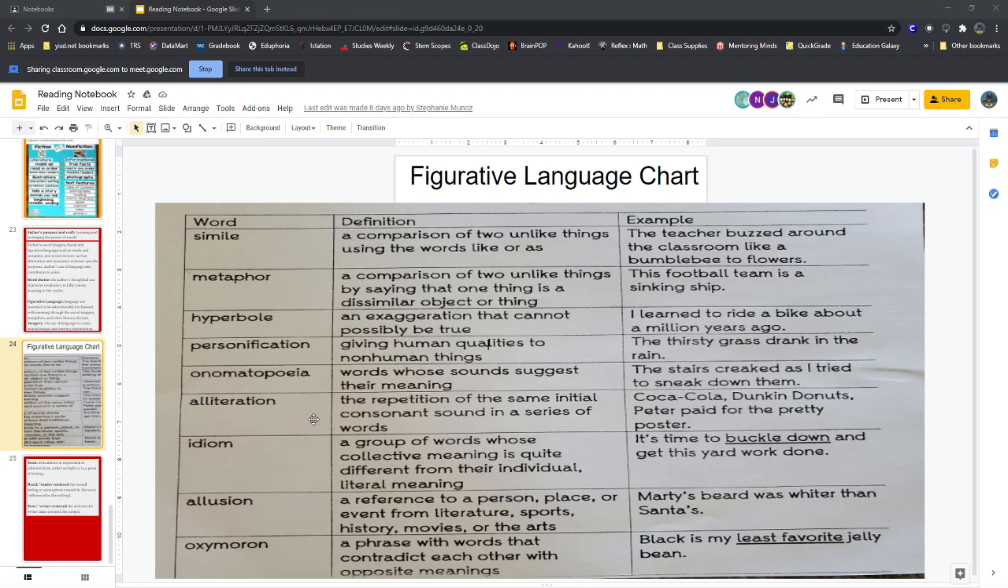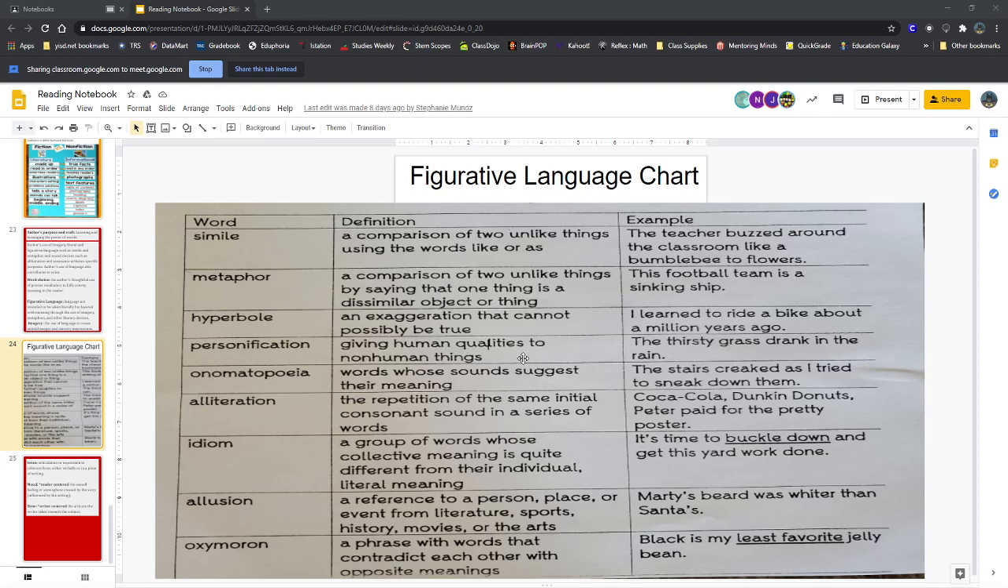Personification. Personification is pretty fun. If you look at the very beginning of the word, it says person. That's the big clue about what personification is. Personification is when you talk about something that is not a person, but you make it sound like it is. Their example is, the thirsty grass drank in the rain. So again, you make something that is not a person sound like a person.